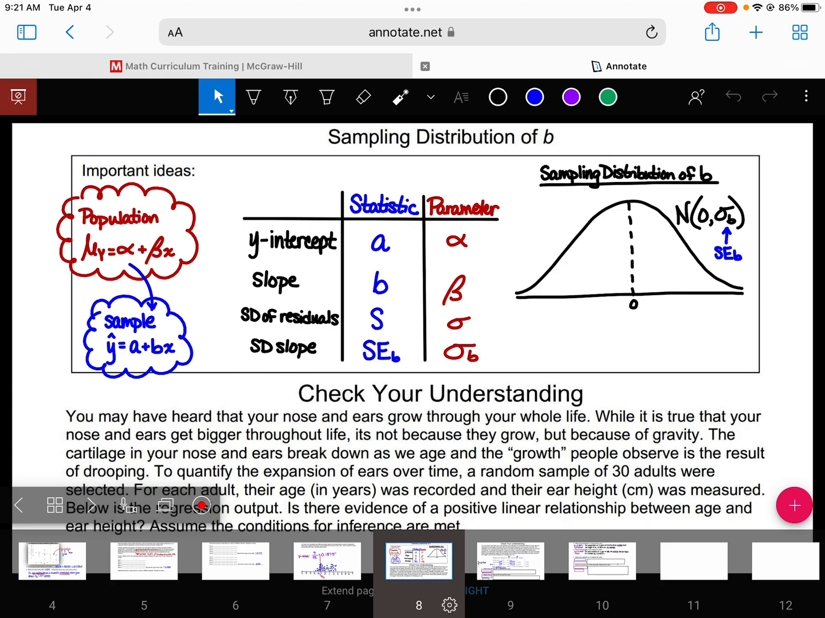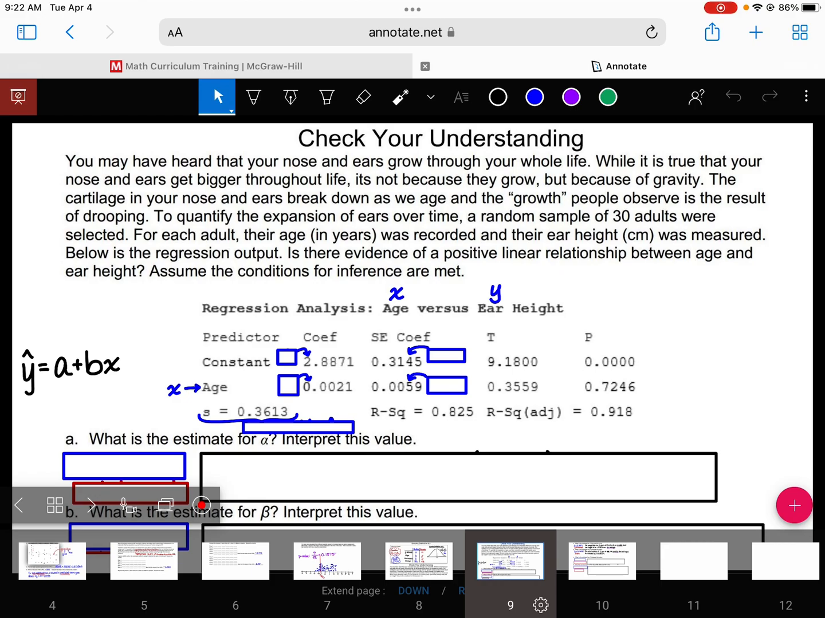What are the independent and dependent variables here? What are the x and the y? Age and ear height. Which one is the known piece of information, the independent variable, the x? Age. And they're using that to try to predict what? The ear height. So age would be our x, ear height would be our y. If you're not sure from the information given up above, they tell you that x variable right here.